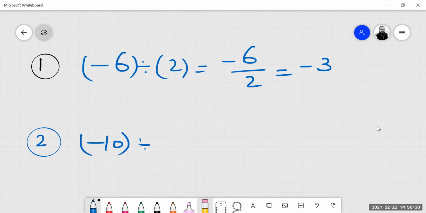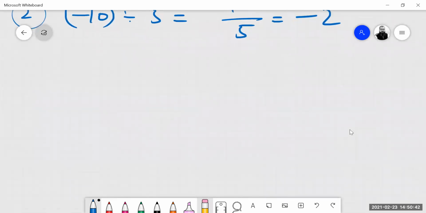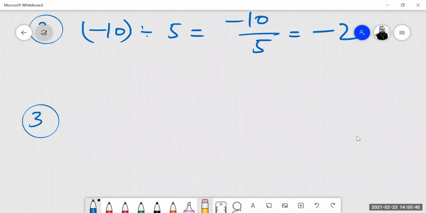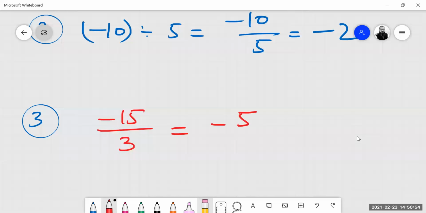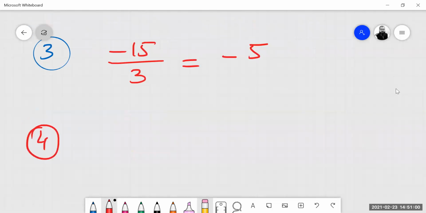-10 divided by 5. It will be -10 over 5. -2. Very good. Question number 3. -15 over 3. Answer? -5. Question number 4. -24 over 6. -4. Yes.